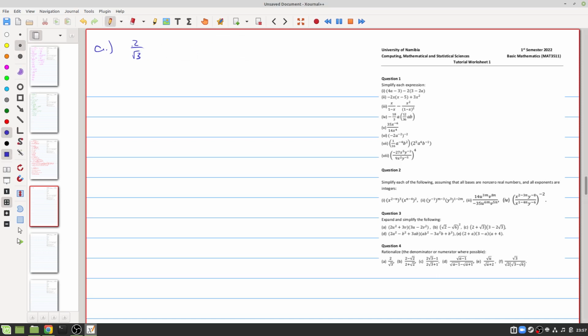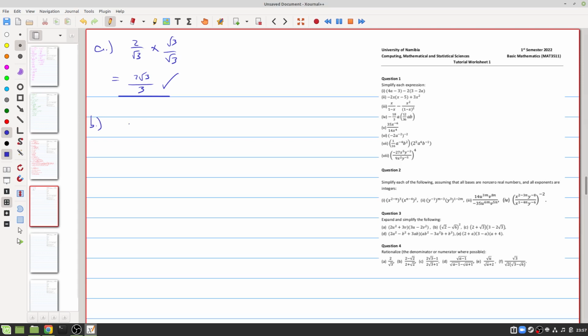Okay, so we want to multiply. What will get rid of a square root? Well, another square root. So we're going to multiply this by square root 3 over square root 3, because this is 1, so it doesn't change anything. So what does that give us? 2 times square root 3 is just 2 square root 3. And at the bottom, square root 3 times square root 3 is 3. And that's it. Now the denominator is no longer an irrational number, so we have done it.